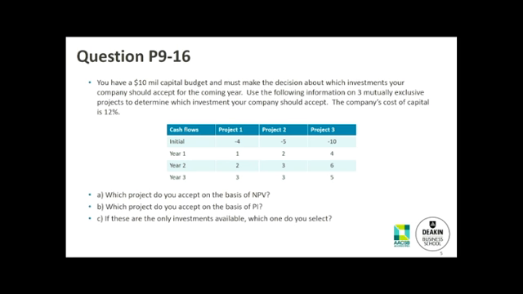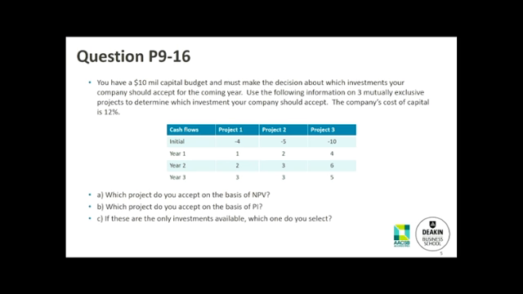Some of the students come to ask me, if we do have enough money, how come they are mutually exclusive? Some students say, look at project 1 and project 2. Both of them require $4 and $5 initial investment. Put together only $9, right? And you have $10. How come they are mutually exclusive?